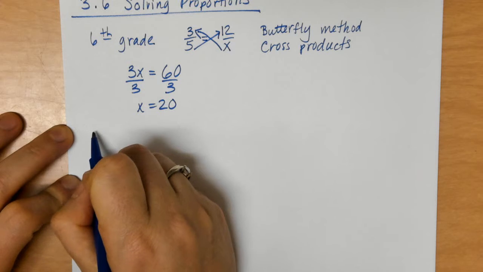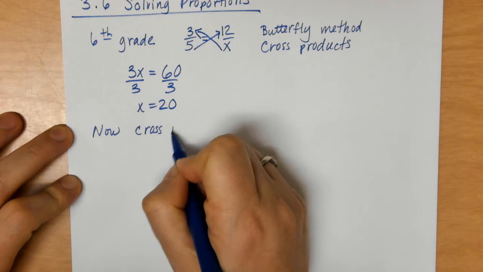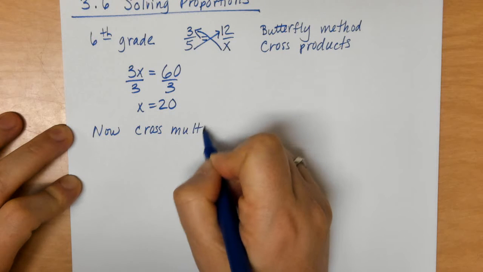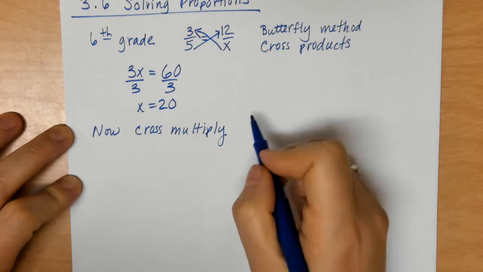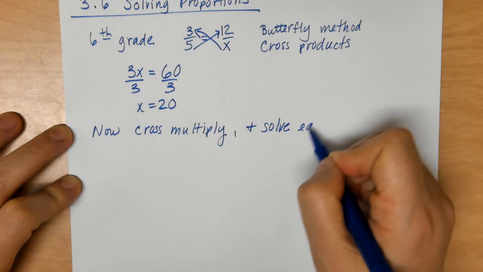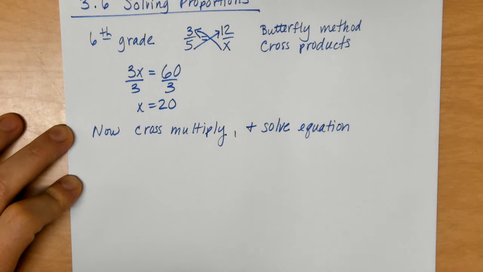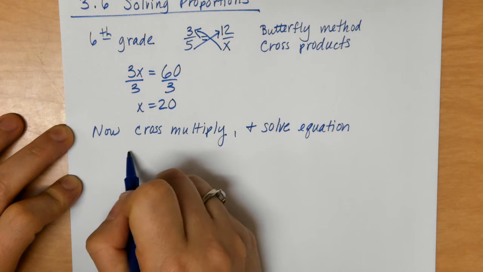So now we're going to begin by cross multiplying. So cross multiply. And we're going to be solving a whole equation with more than one step. So let's take an example. Let's start. It's fairly simple.